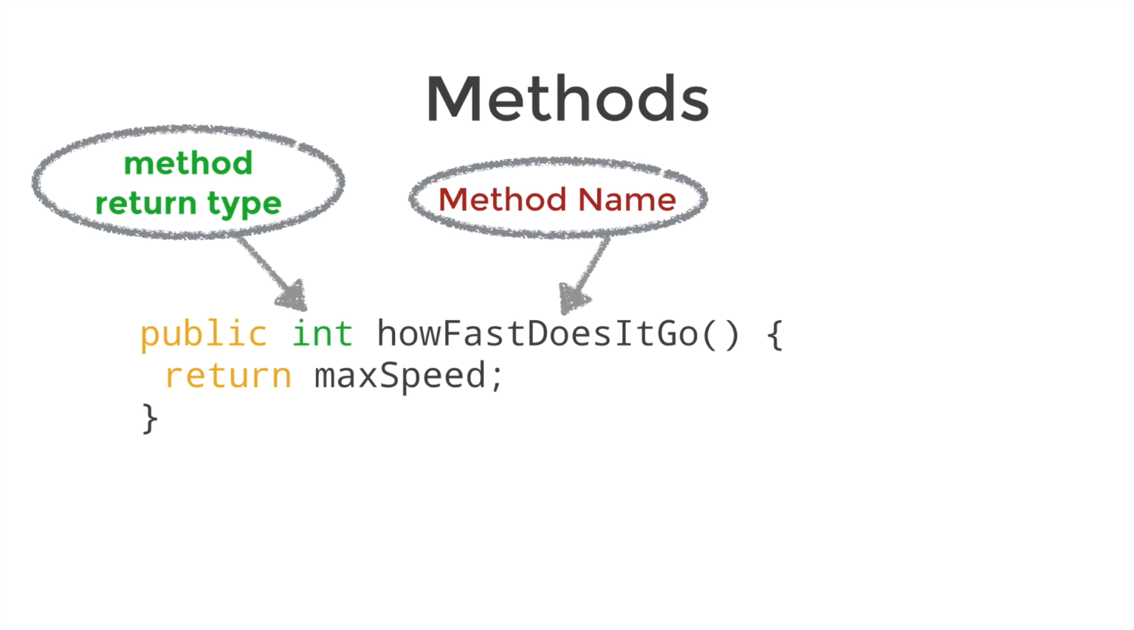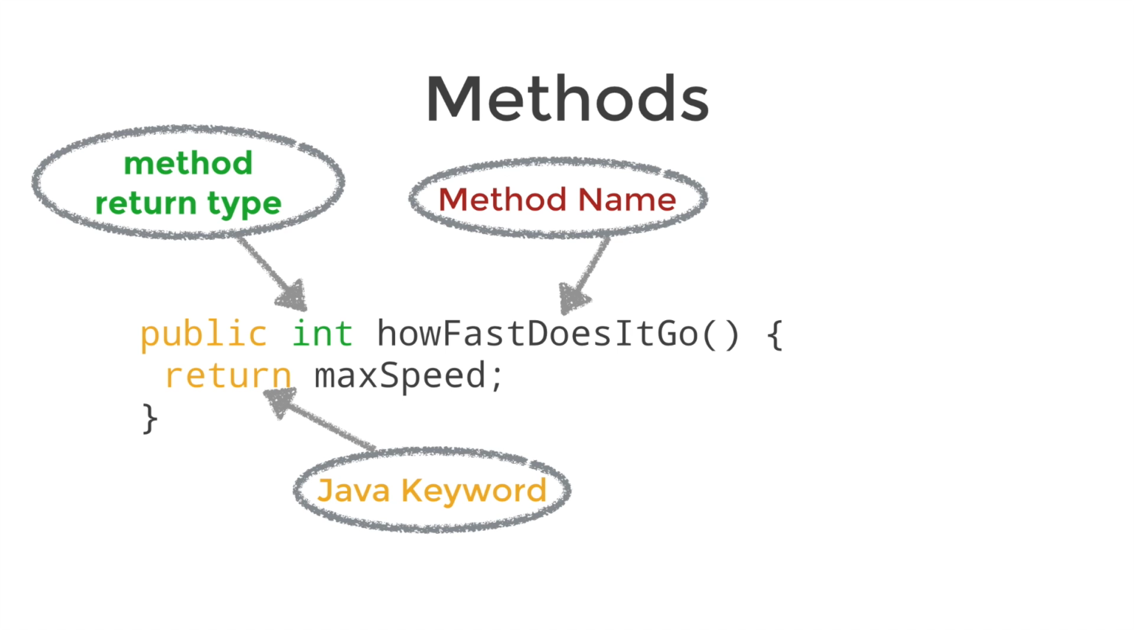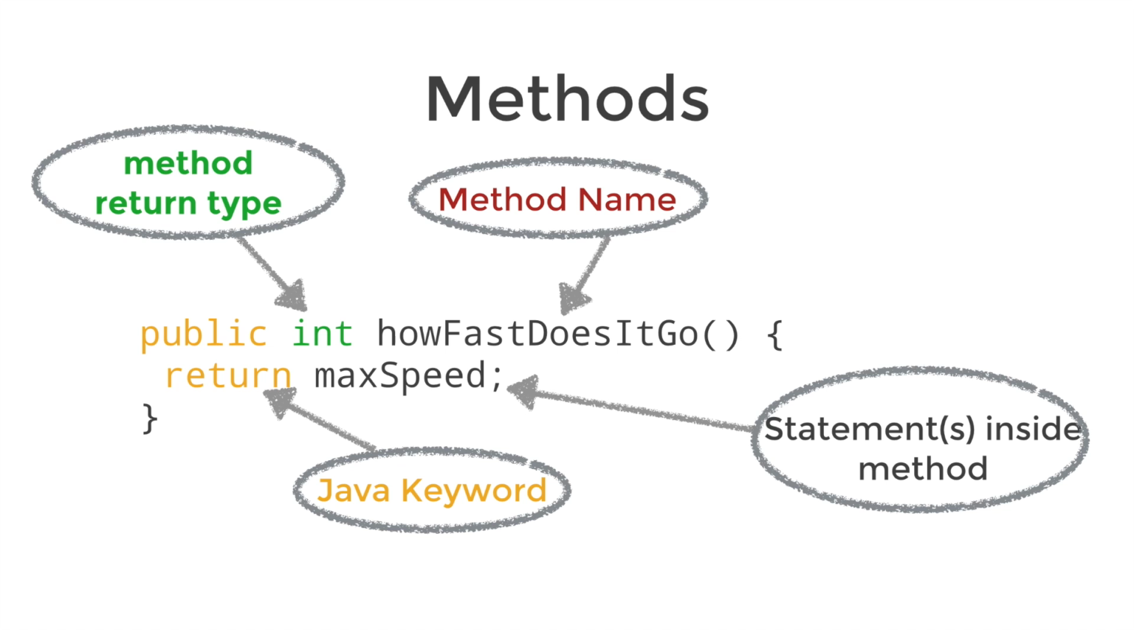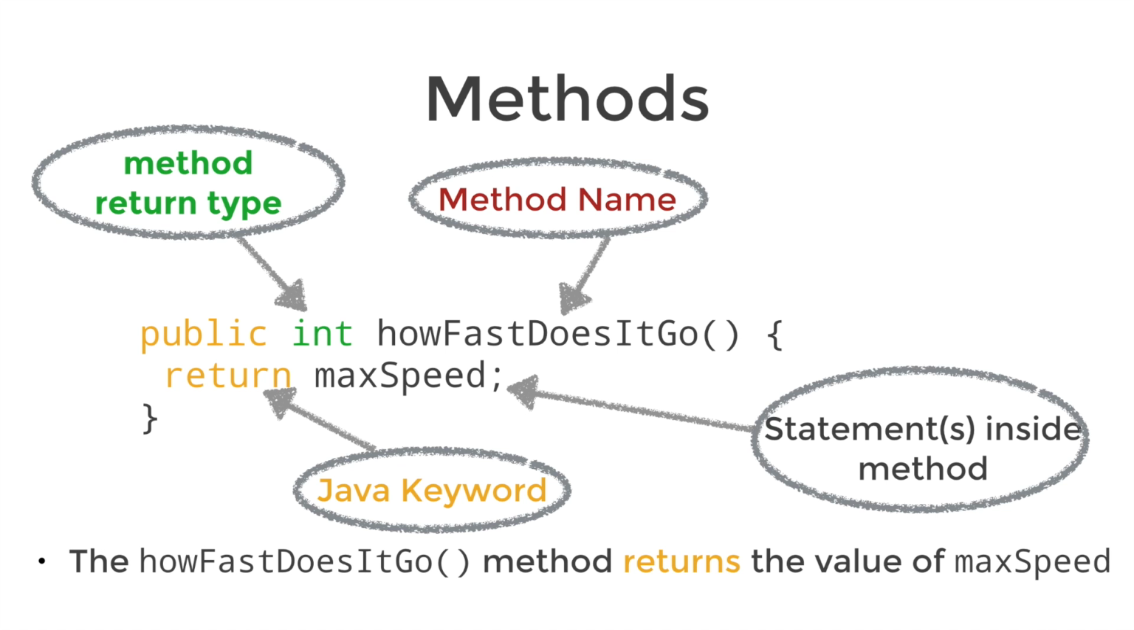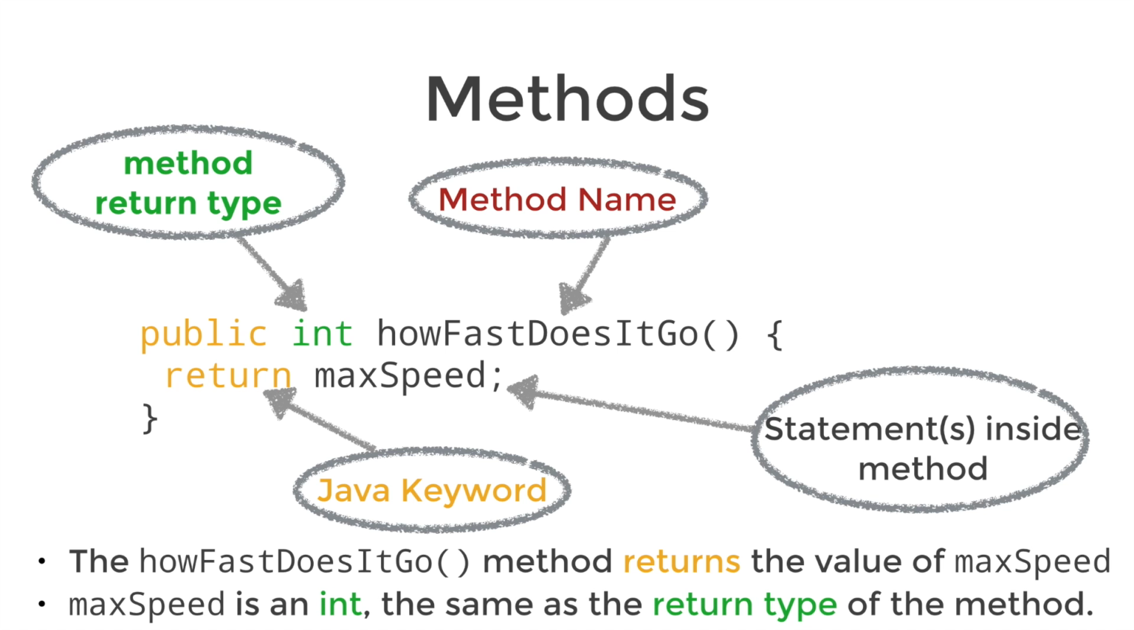And then we have the curly braces. Inside the curly braces, we've got one statement, return max speed. So this method only does one thing. It gives us back the value of the member variable max speed. The thing that's important here is that the type of max speed is an integer, which matches the return type of the method, which is also an integer.